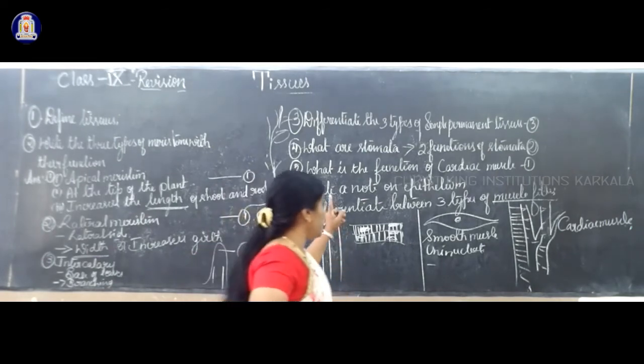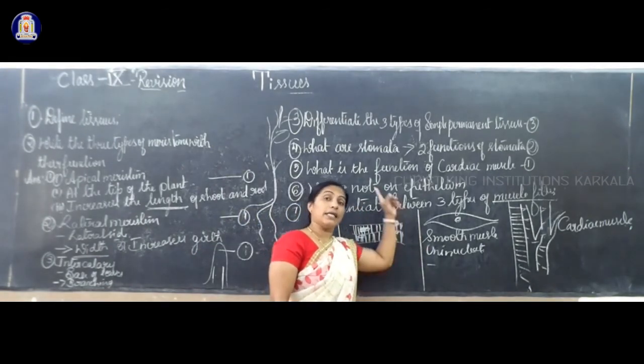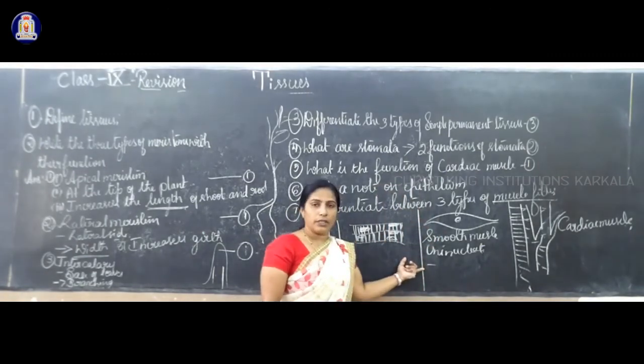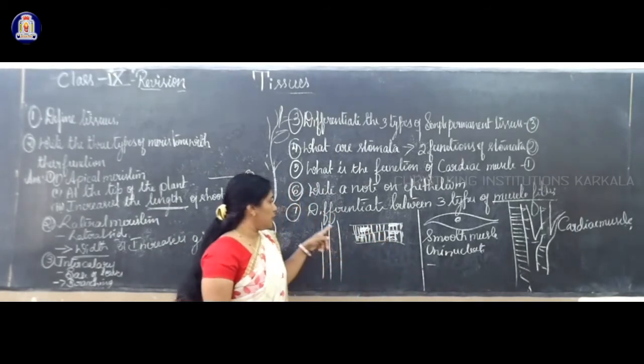Sometimes they give only differentiate, which means no need to draw the diagram. If they ask with the schematic diagram, you differentiate and explain, then you draw the diagram. Or just draw a schematic view of one muscle, just to draw. Or draw a neat labelled diagram.